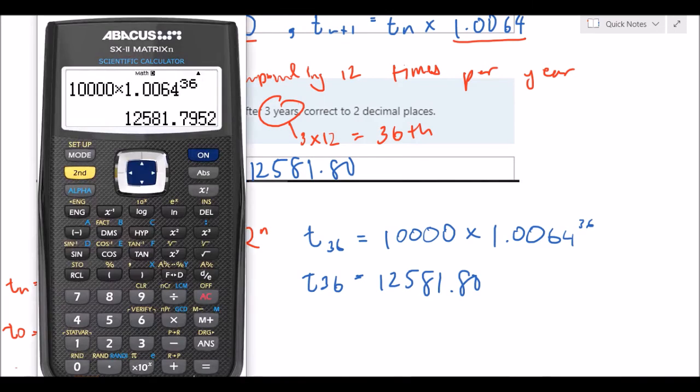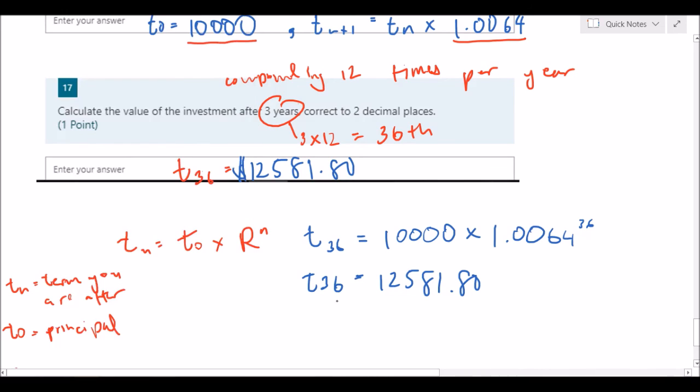I could test it on my calculator as well. Again, you could do it the long way, but remember, it just takes a while. 1.0064, and you can press enter 36 times here. So I'll try not to lose count this time. 1, 2, 3, and so on up to 36. And there's your answer as well. But again, it's a bit trickier.